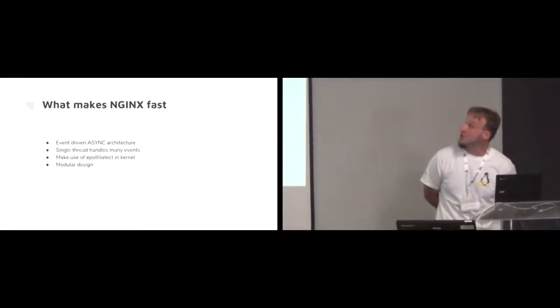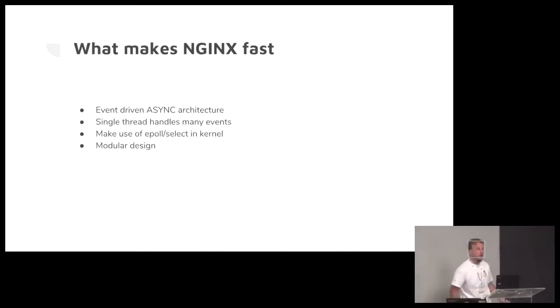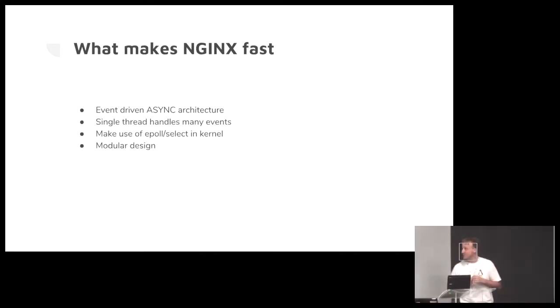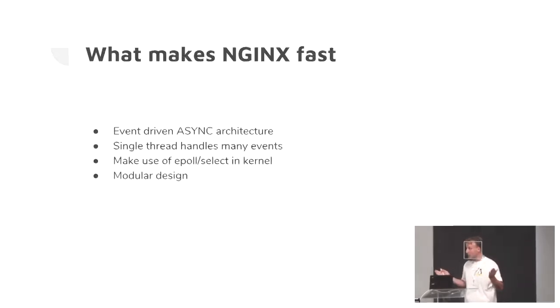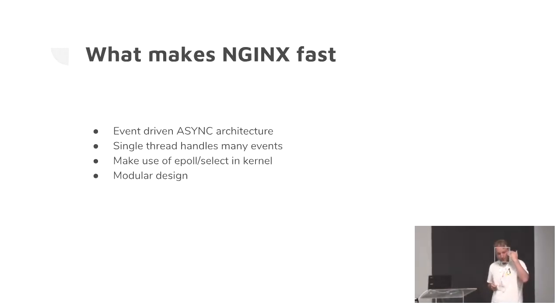So why is NGINX fast? Why is it faster than your run-of-the-mill Apache? It's because they use an event-driven architecture. They don't have a thread or process per connection. They've got one thread that services a select or epoll loop and manages many sockets in one server.